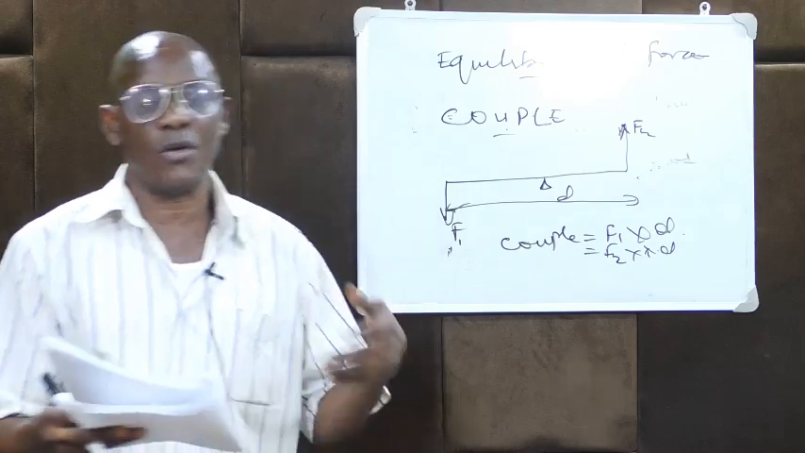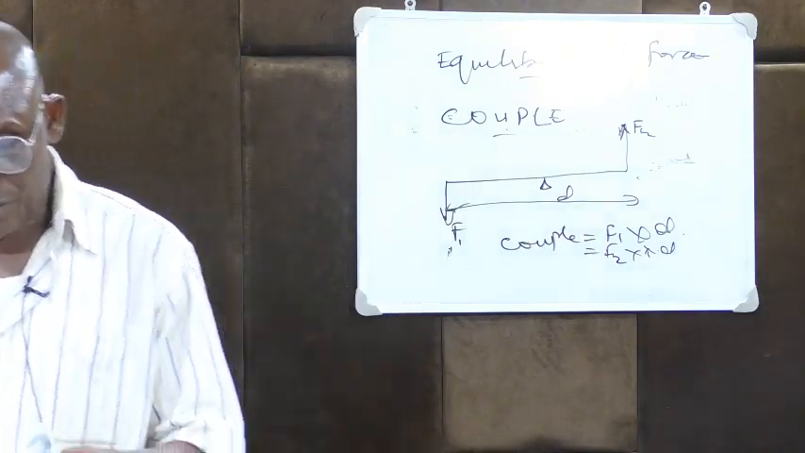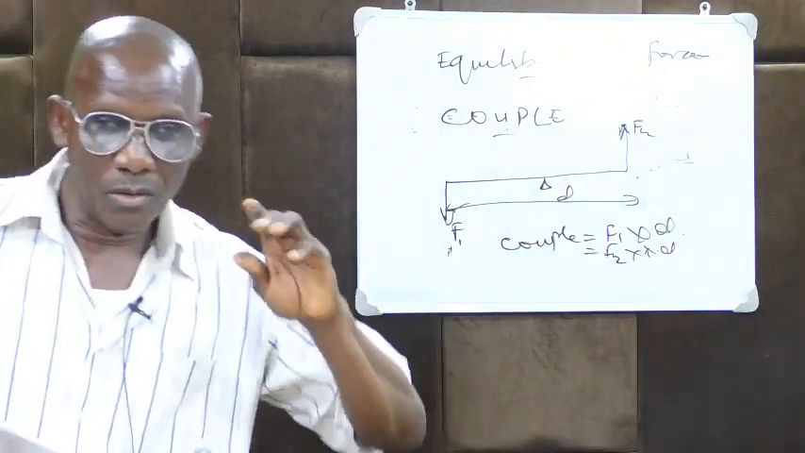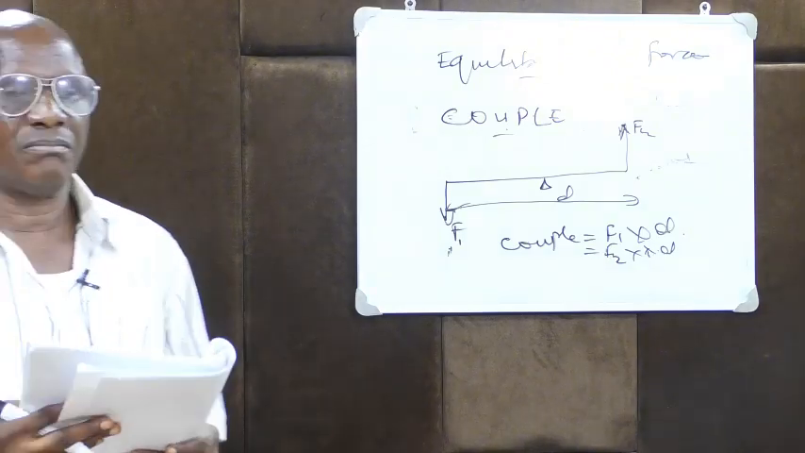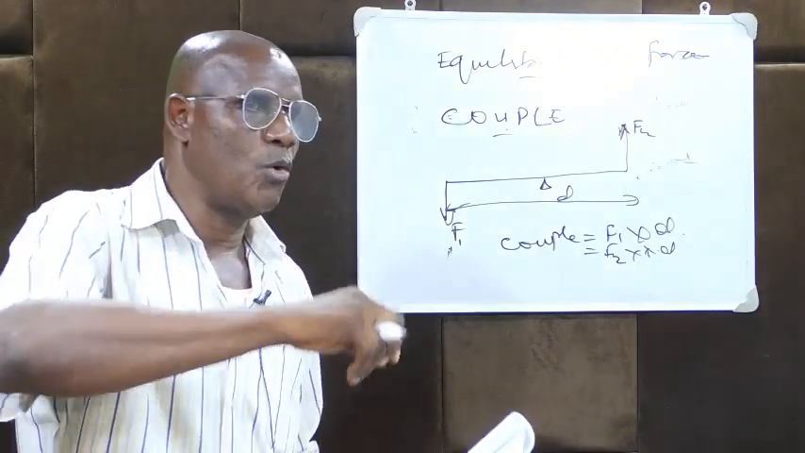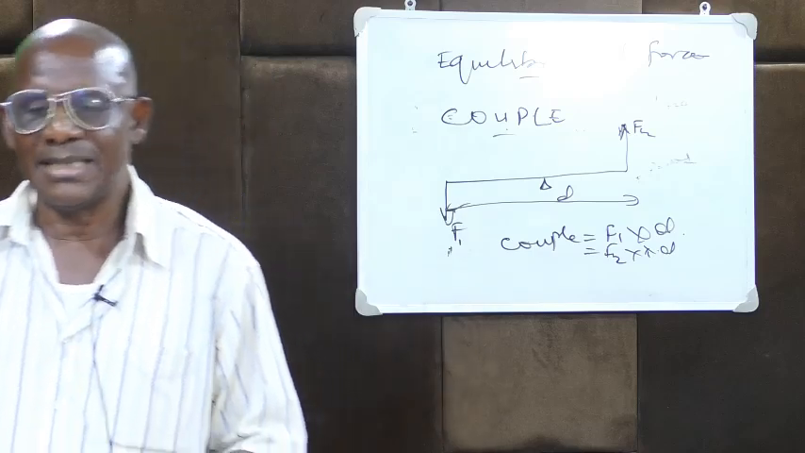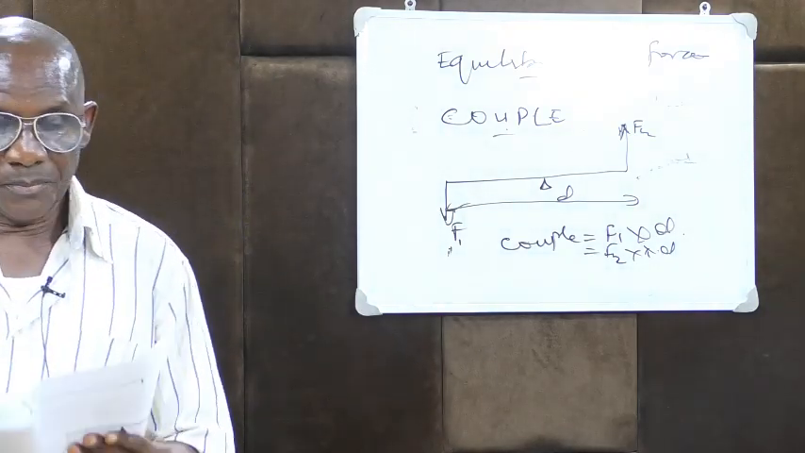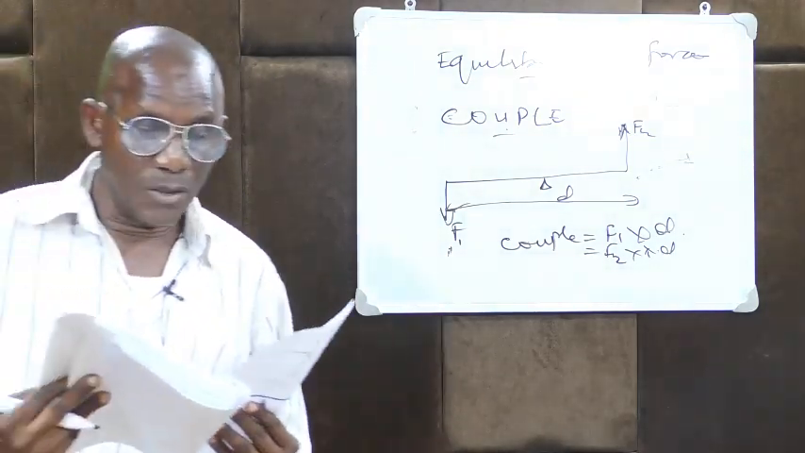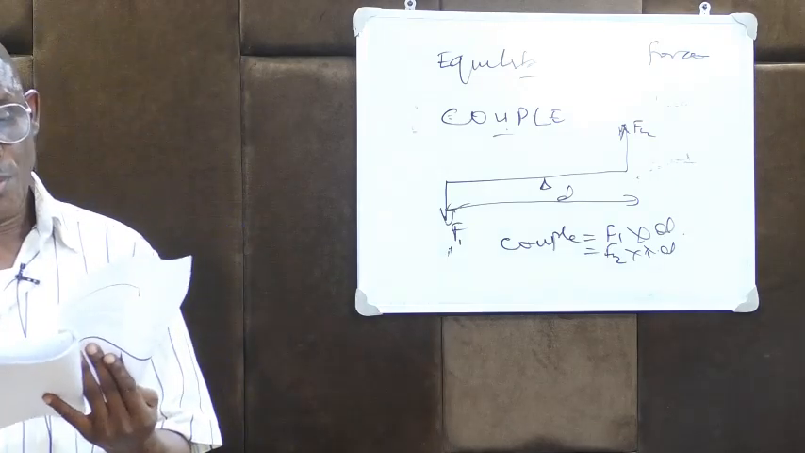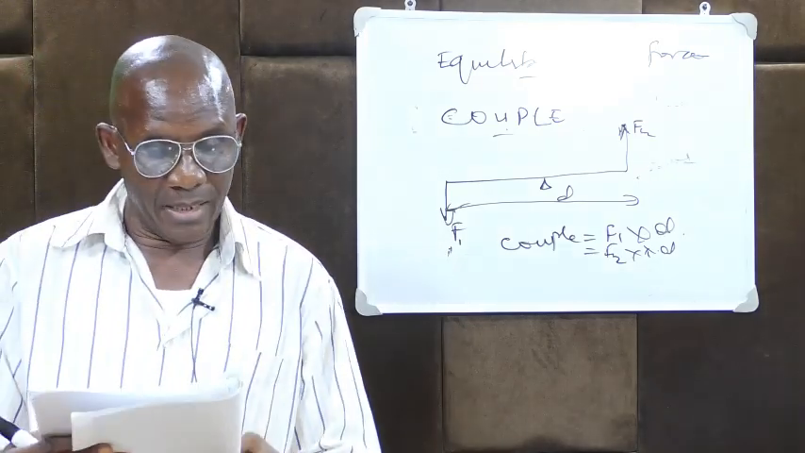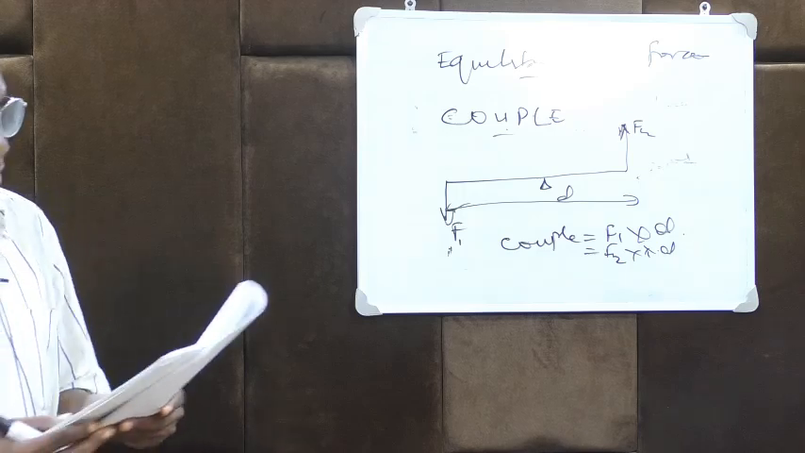What are the examples of a couple? We have turning a tap. When opening or closing a tap is an example of a couple. The steering wheel of a car also produces what we call a couple. So take note of that.